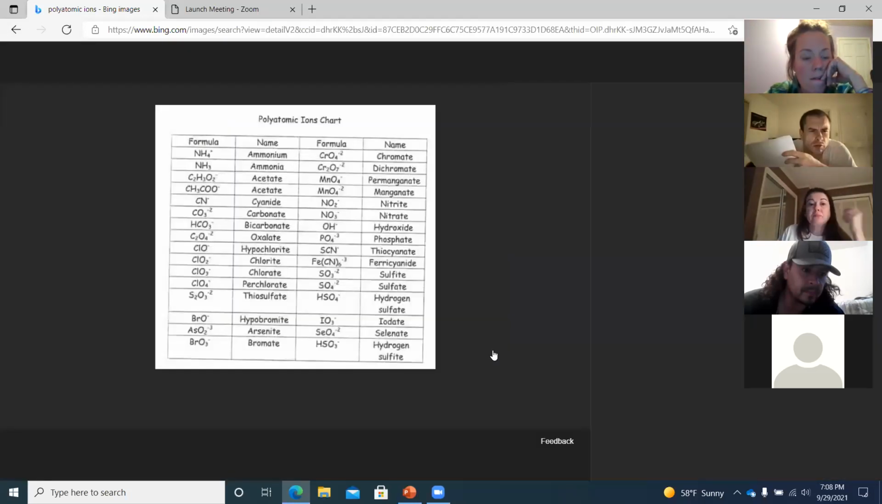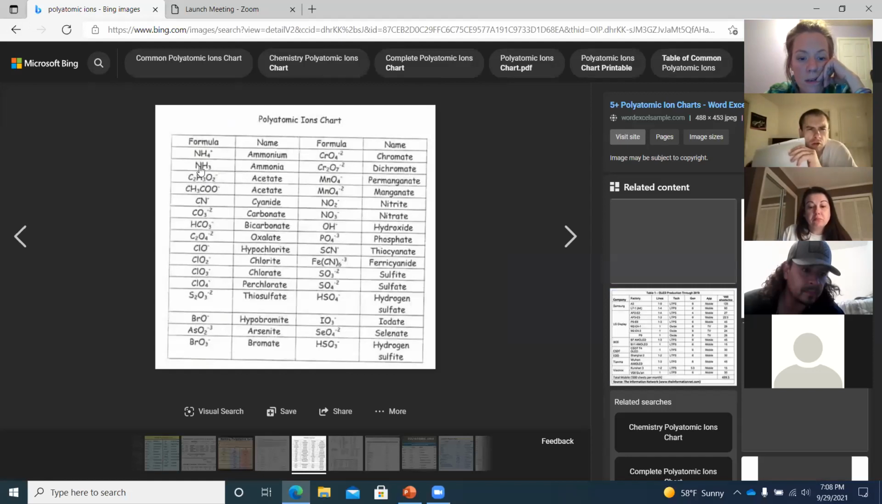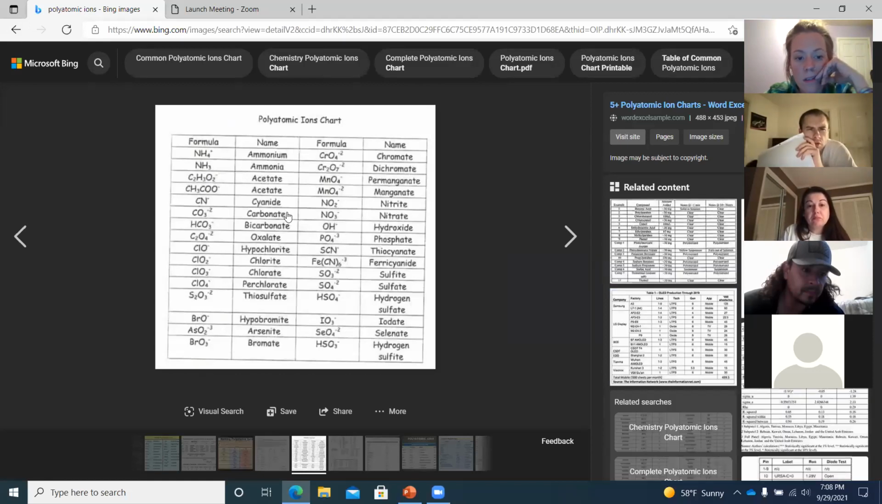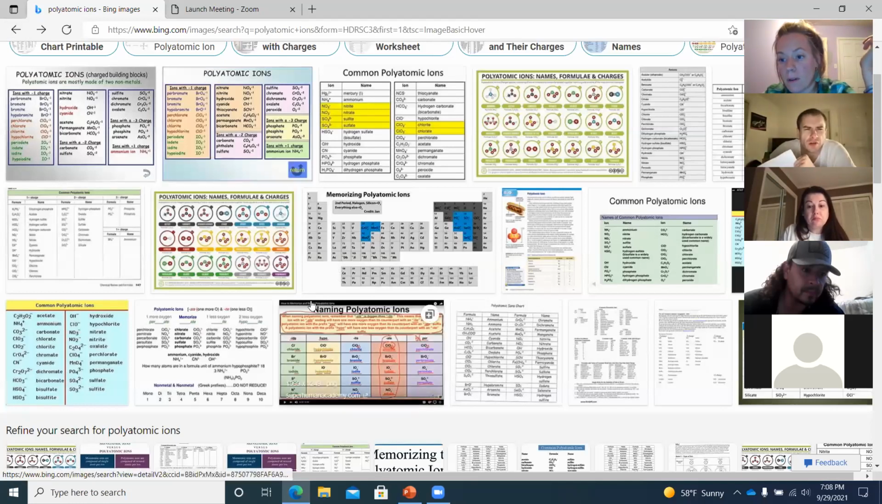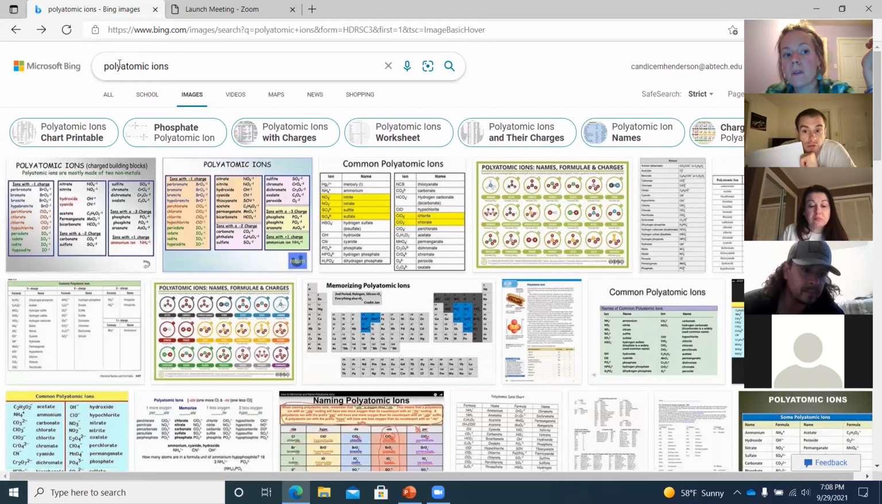Sulfate, carbonate, that one. Let's see this one. Yeah, this is a good one too. So it has a bunch of the polyatomic ions. Probably just one thing you want to have. Type in the common polyatomic ion chart and use it. It's also in your textbook. You can go to this chapter in your text and they have a polyatomic ion sheet as well.